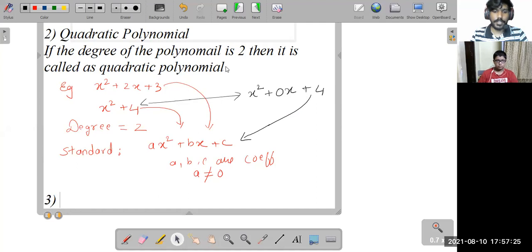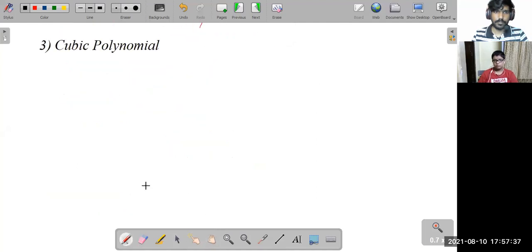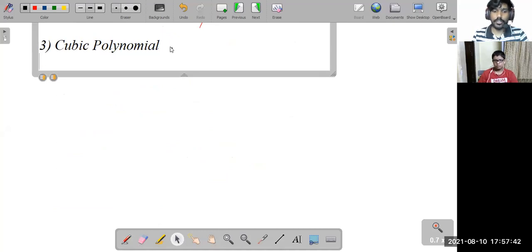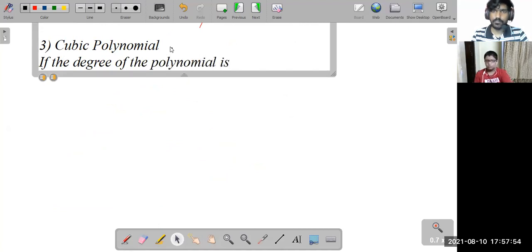We have the third and the last type now. It's called a cubic polynomial. As the name suggests, cubic, what should the degree be? Can you tell? 3 and more? No, just 3, not more, just 3.